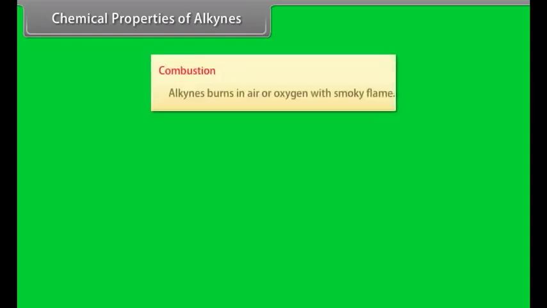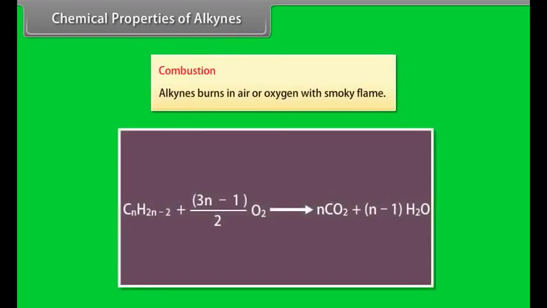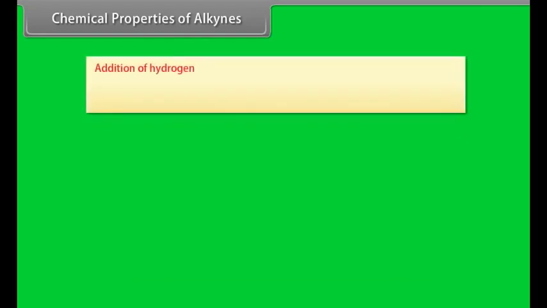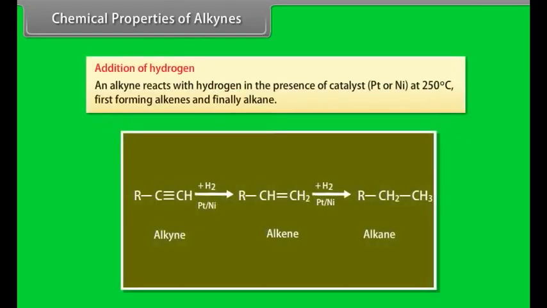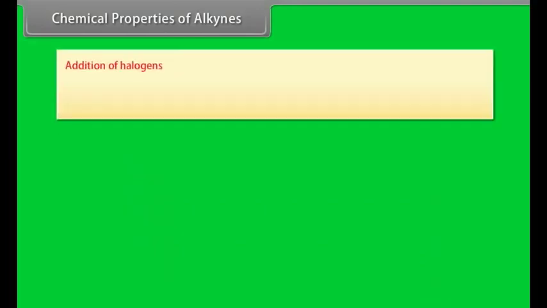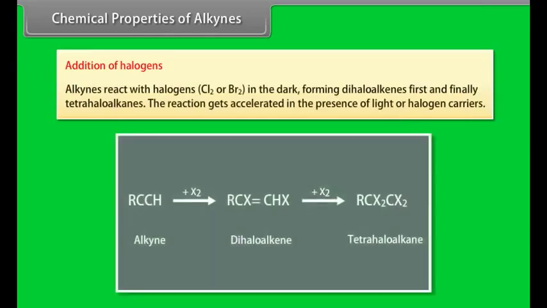Chemical properties of alkynes. Combustion. Alkynes burn in air or oxygen with a smoky flame. Addition of hydrogen. An alkyne reacts with hydrogen in the presence of a catalyst, Pt or Ni, at 250 degrees centigrade, first forming alkenes and finally alkanes. Addition of halogens. Alkynes react with halogens, Cl2 or Br2, in the dark, forming dihaloalkanes first and finally tetrahaloalkanes. The reaction gets accelerated in the presence of light or halogen carriers.